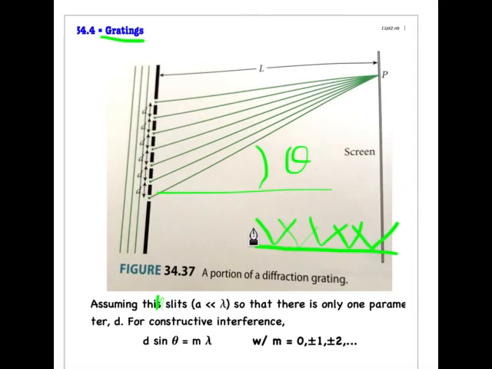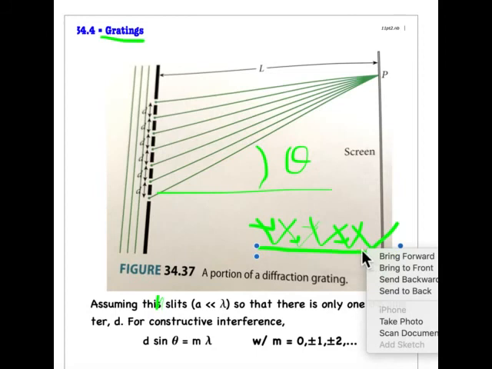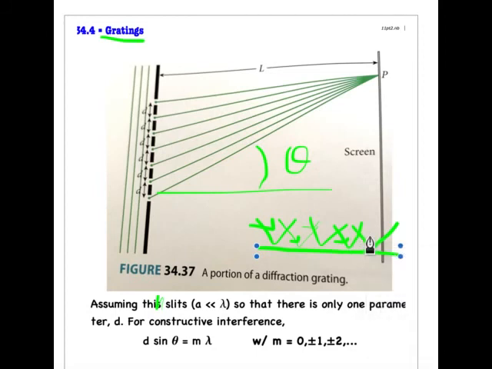You have incident light coming in. So here are the rays for the incident light coming in to strike the surface. And then outgoing rays, which are reflecting from the grooves in the surface.